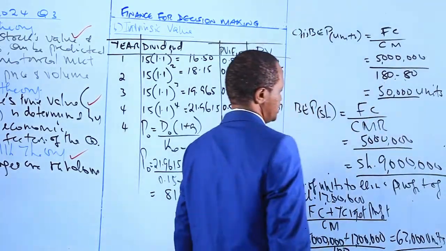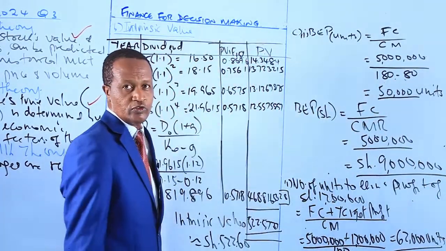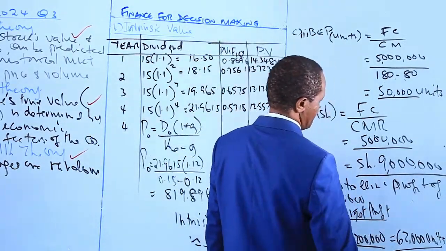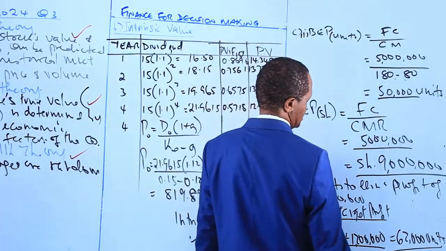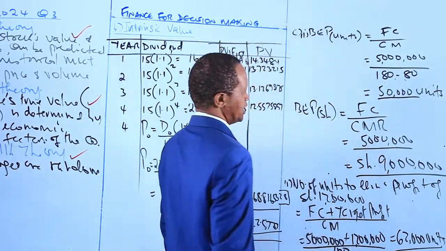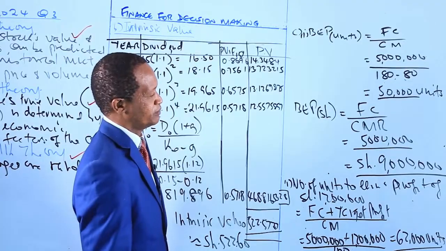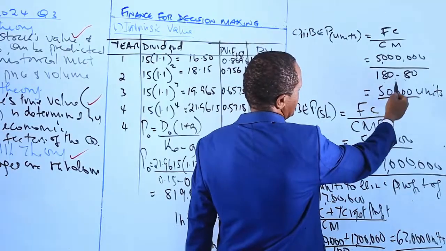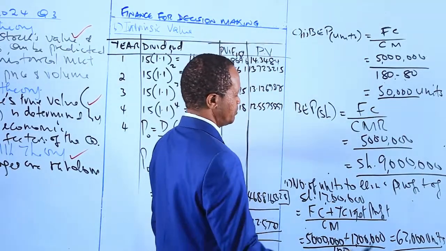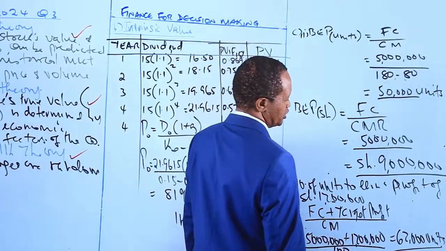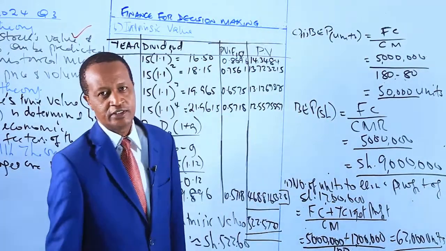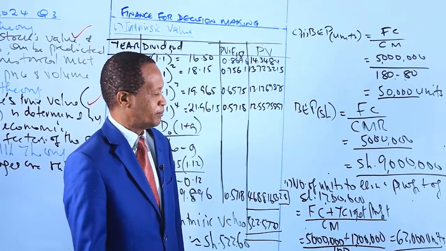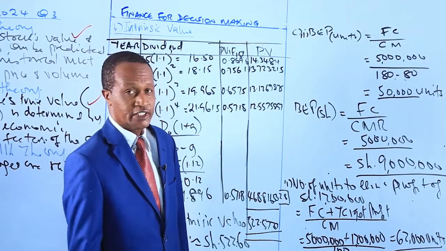So if the company intends to earn a profit of 1.2 million, then the company must produce 62,000 units. You can see 62,000 units is greater than the 50,000 units at break-even point. At 50,000 units, there is no profit. That is the meaning. So it's possible to calculate the number of units at a given target profit.